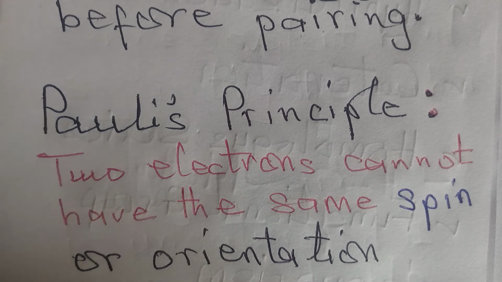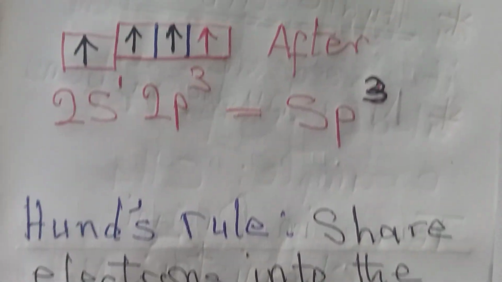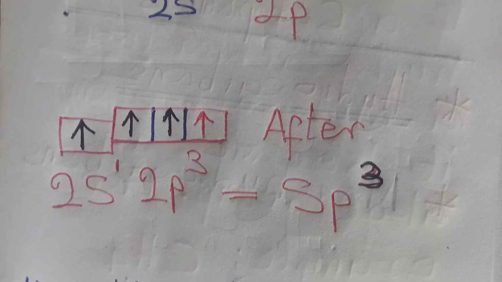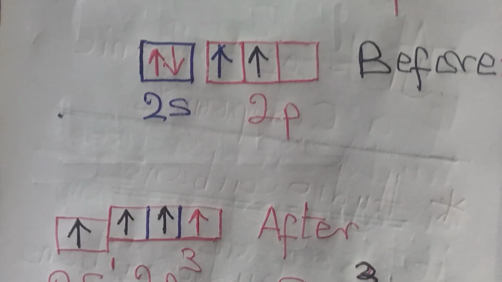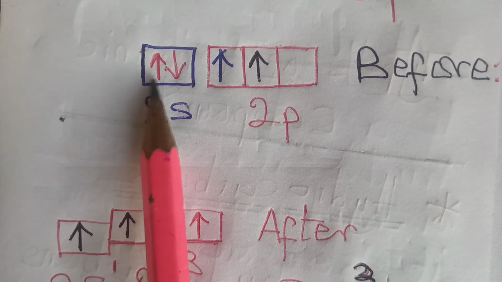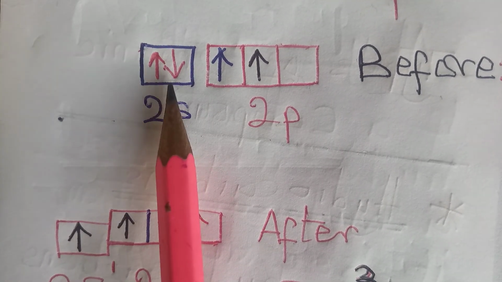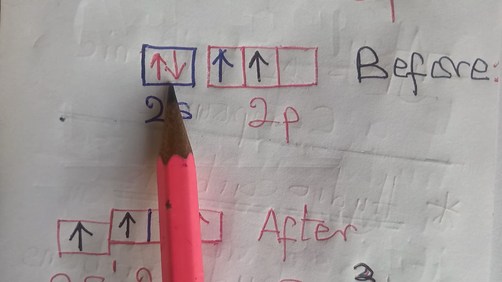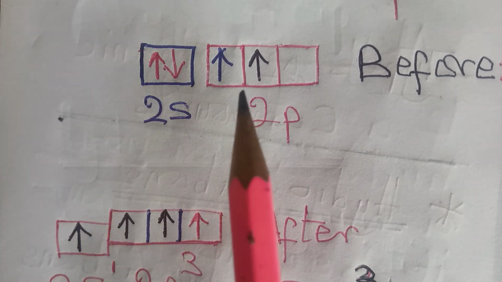This is what is actually represented in this electronic configuration of carbon. Now you can see that in this orbital, the 2s orbital, one electron is facing up, the other is facing down. We actually obey Pauli's principle in writing this electronic configuration.